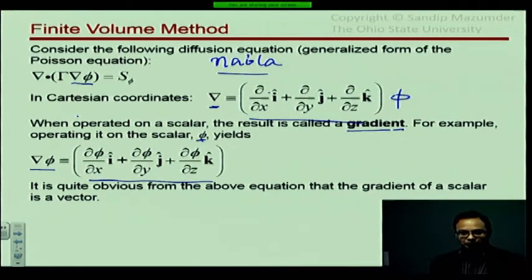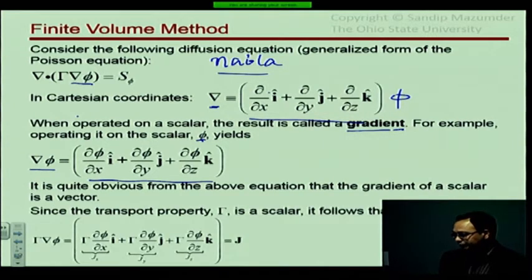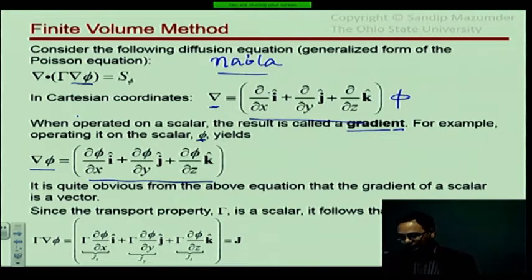It has three components. Okay, so if I take temperature and take its gradient, then that becomes a vector, and when I multiply it by the thermal conductivity, that gives me the heat flux in the three different directions: qx, qy, qz. So that's what this is showing. If I multiply this by a scalar, I get my flux.